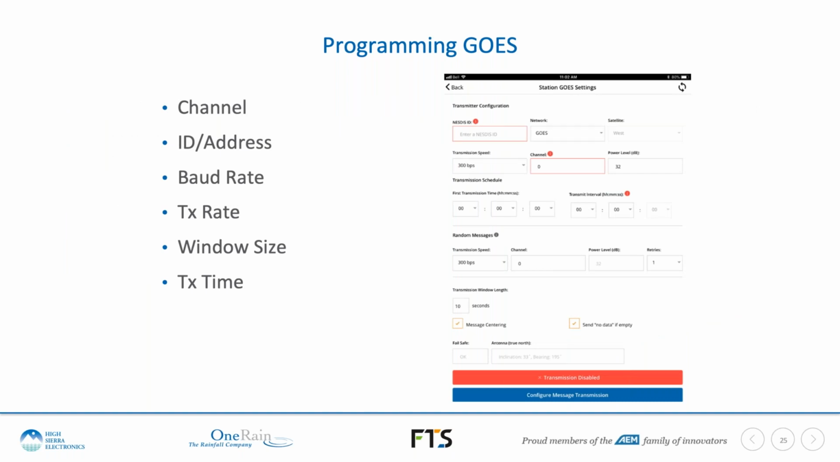I just threw this up here to touch briefly on it. Setting up a GOES transmitter is, by and large, simple. When NESDIS gives you your access, they'll give you your ID, your channel, your baud rate, your transmission rate, and your window. And you just put those right into your data logger, your GOES transmitter. All of those just have these boxes or places where you put the information that they've given you, and you put it right into the transmitter itself, making it really quite simple.